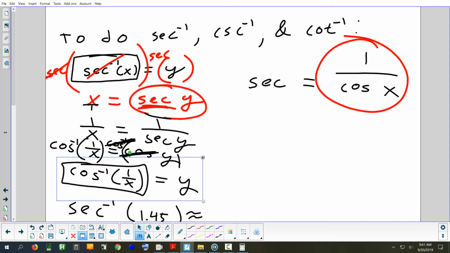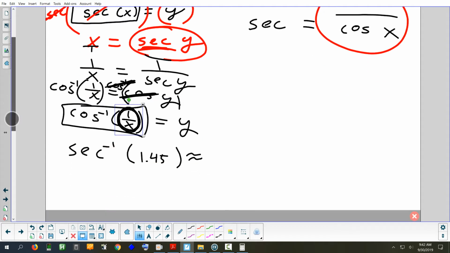So let's look at what happened. Something flipped, but all that flipped was what was right here. So if you want to do inverse secant, you're going to use inverse cosine, but you have to flip the number that's inside the parentheses. That's a little different than flipping the whole thing. All you're flipping is just the number that's right there. Okay, so let's try that on this one.